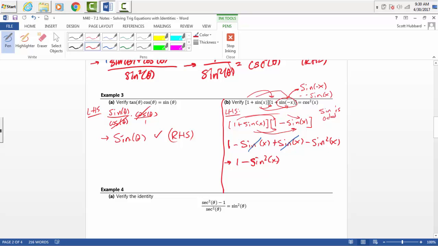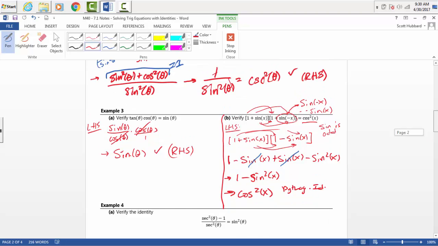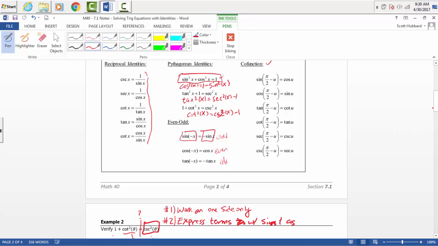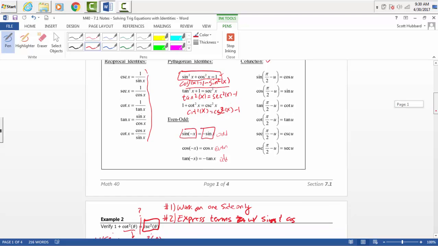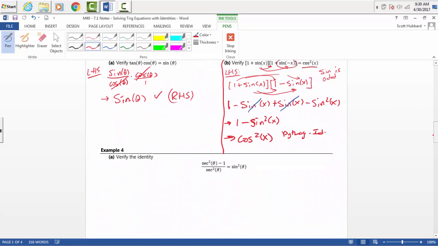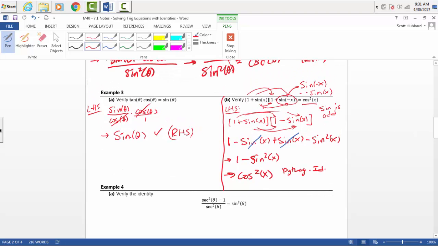Now, what do we want to get to? We want to get to cosine squared x. This actually does equal cosine squared x, and this comes from a Pythagorean identity. Remember, that's back up here: cosine squared is equal to 1 minus sine squared. On our problem, I saw 1 minus sine squared pop up, and I know that's equal to cosine squared from the Pythagorean identity. So from the left side, we were able to get to what we want, cosine squared, and so we verified the identity.